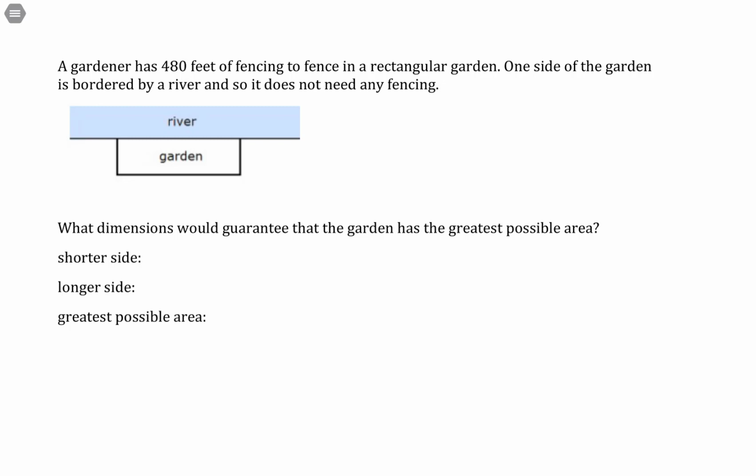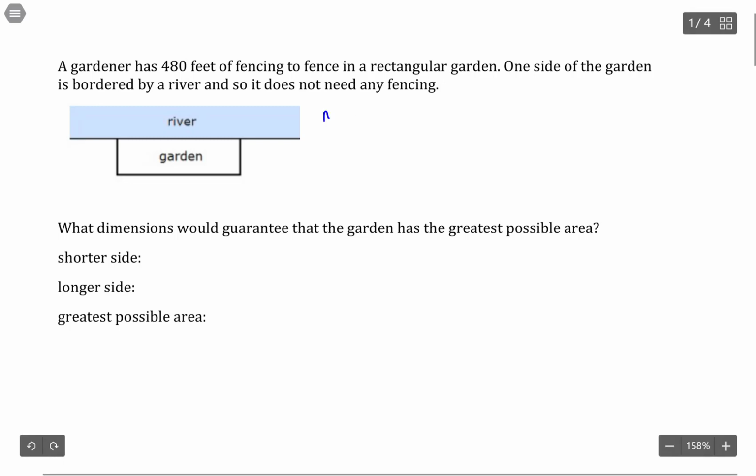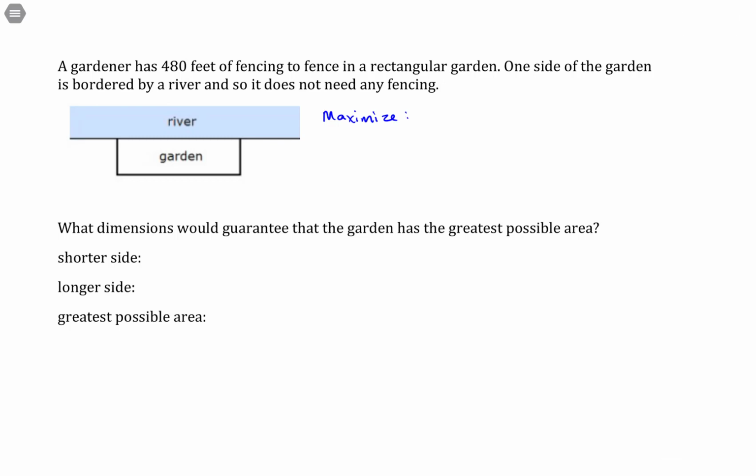Okay, so what we have to do is decide first what it is we're trying to maximize or minimize. When we're optimizing, we are doing one or the other. So here we're trying to maximize area, and we need some sort of formula for area. This is based off of a rectangular garden. So area for a rectangle is length times width, which I'll just say x times y here.